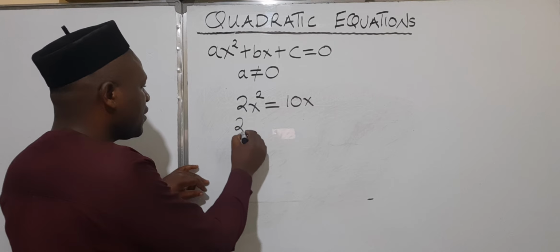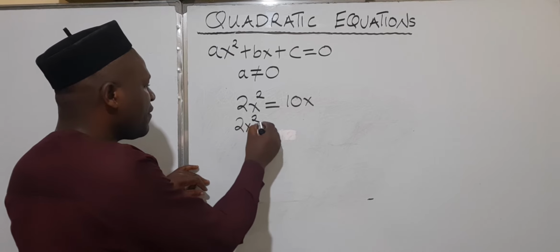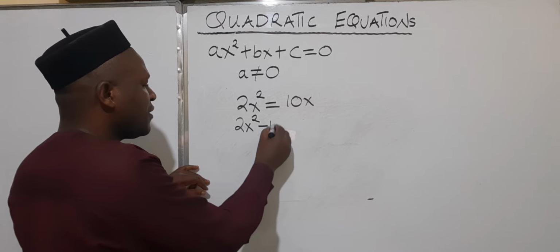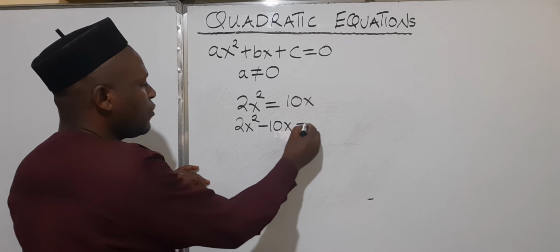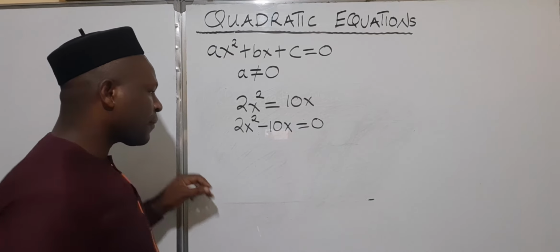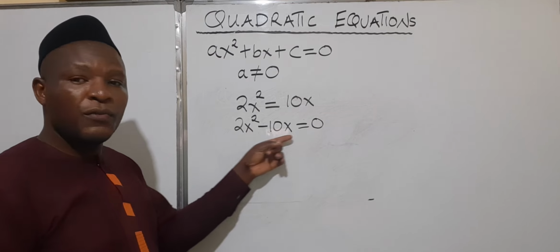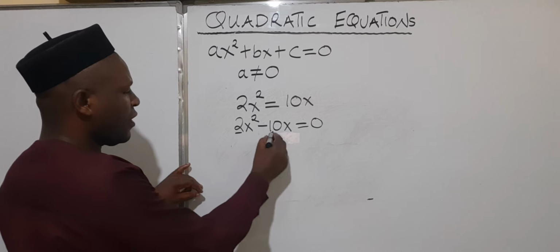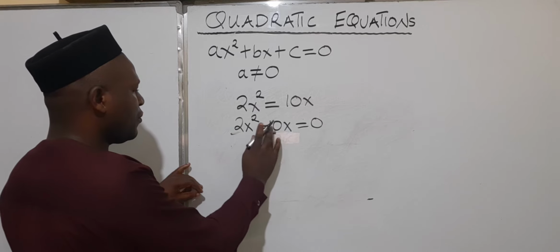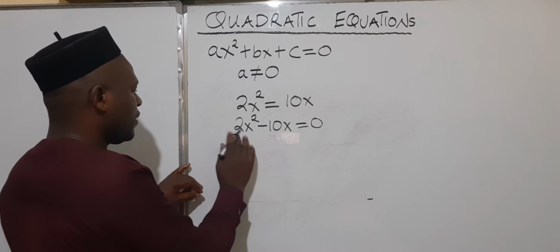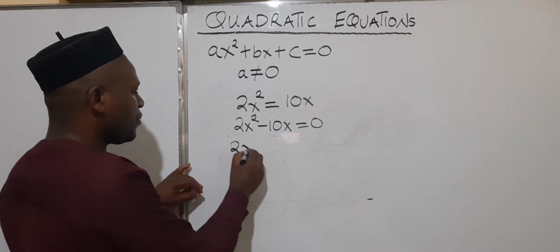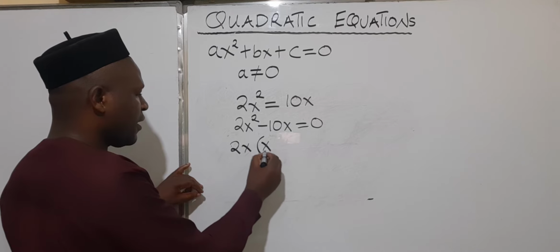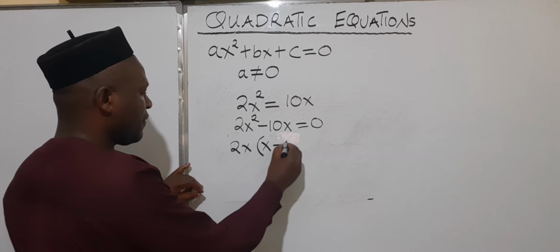So first, you start with what you already have. The additive inverse of 10x is negative 10x, equals 0. So here you are supposed to factorize. What is common here? We have a 2. A 2 is common, and also an x is common. Open bracket, x here, minus 5.